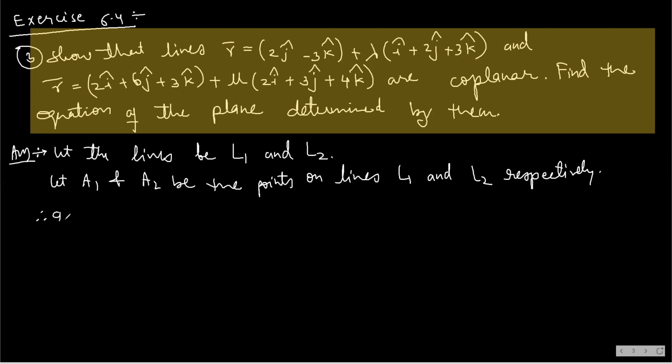What am I given? Therefore, A1 bar is 2j cap minus 3k cap, and A2 bar is 2i cap plus 6j cap plus 3k cap. This is A2 bar. I got A1 bar and A2 bar.